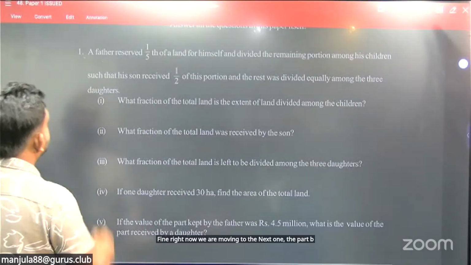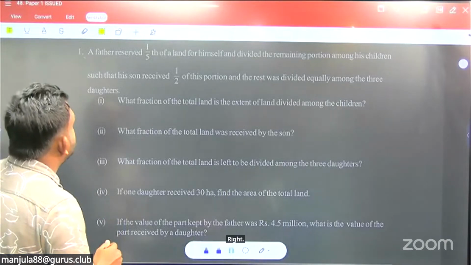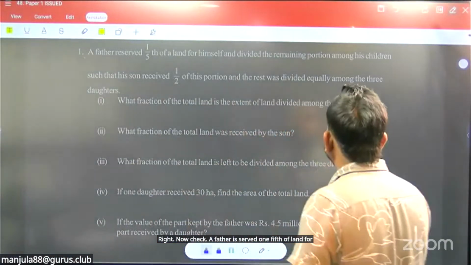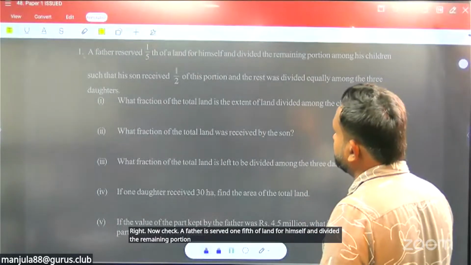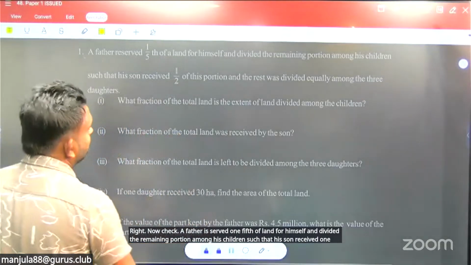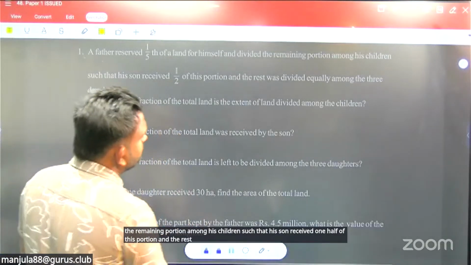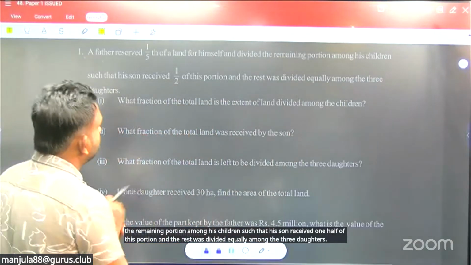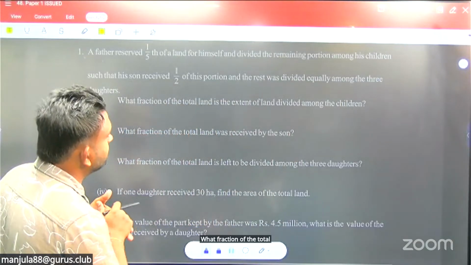Now check. A father reserved 1/5 of a land for himself and divided the remaining portion among his children, such that his son received 1/2 of this portion and the rest was divided equally among the three daughters. What fraction of the total land is the extent of land divided among the children?